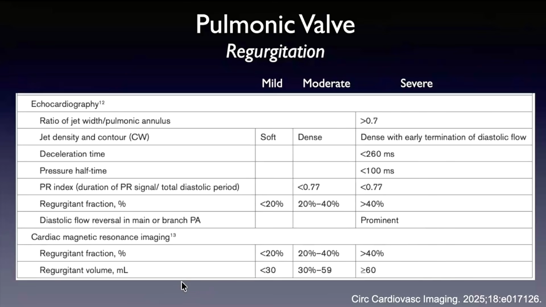This is the criteria for CMR, cardiac magnetic resonance imaging, which is really the gold standard for quantification of pulmonic regurgitation, what they use the majority of the time in adult congenital heart disease.